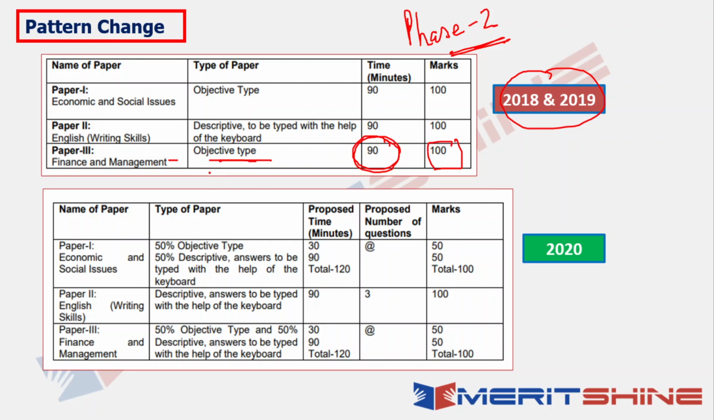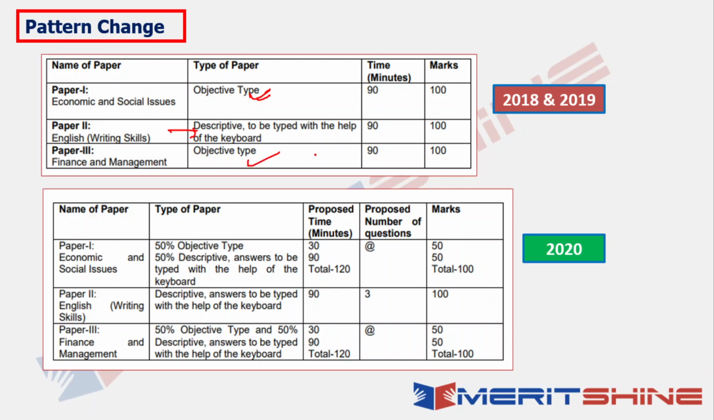That's a different issue, but the pattern was the same. So coming back to the pattern of management, all questions were objective, and you were given 90 minutes time, and there were 100 marks. And that was same for all of the papers. Paper 1, economic and social issues, that also, and English writing skills for that also. Now, amongst these, only English writing skill was descriptive, subjective. The rest two were objective.